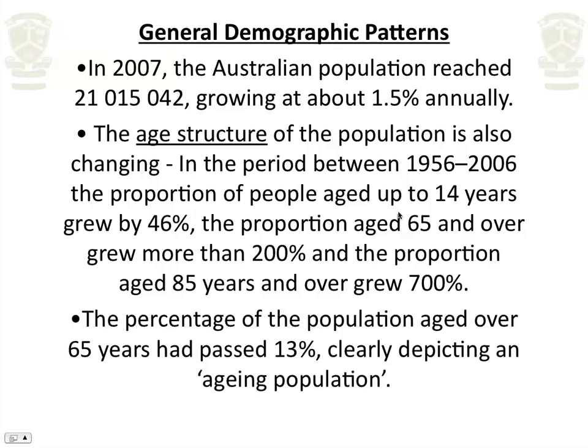You can see here that people aged up to 14 years in that 50-year period grew by about 46%, as opposed to the proportion of people aged 65 and over, which grew more than 200%. And you can see what happened to those aged 85 and over. It grew by 7 times, which is a massive margin. Also, the percentage of people aged over 65 years has gone over to 13%, which they're saying clearly depicts an ageing population.